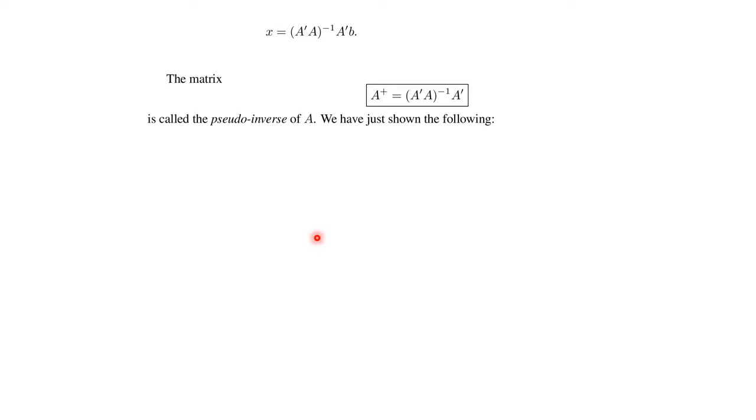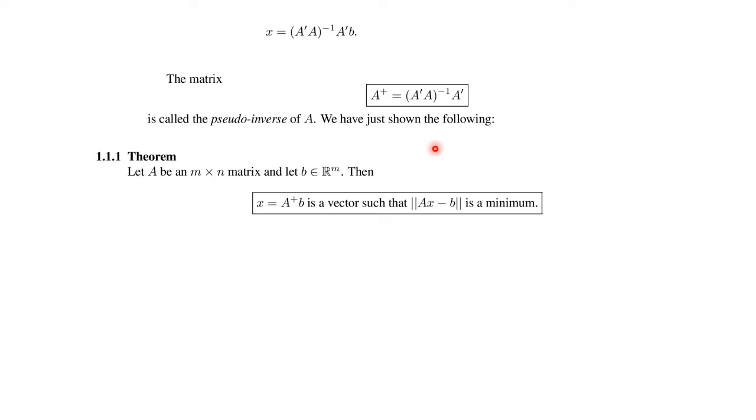So we can get x by taking the pseudo inverse of A times b. And usually that's denoted by a little A plus. So A plus is A transpose A's inverse times A transpose. And what we've established then is that the vector x obtained by the pseudo inverse times b is that vector, so that the norm of the vector Ax minus b, the length of the vector, is a minimum.